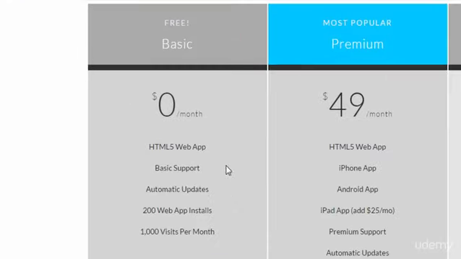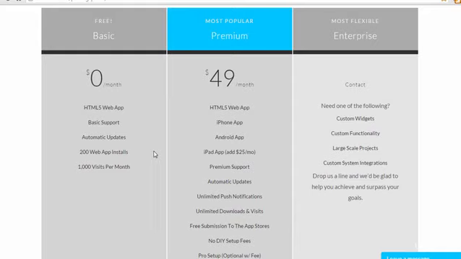You get basic support and updates, but you only get 200 web app installs a month and only 1,000 visits per month. And then you have the $49 a month version, which gets you unlimited visits, unlimited downloads, automatic updates, no setup fees, and they're going to submit your app to all of the app stores. And then there's the enterprise version if you are an enterprise.